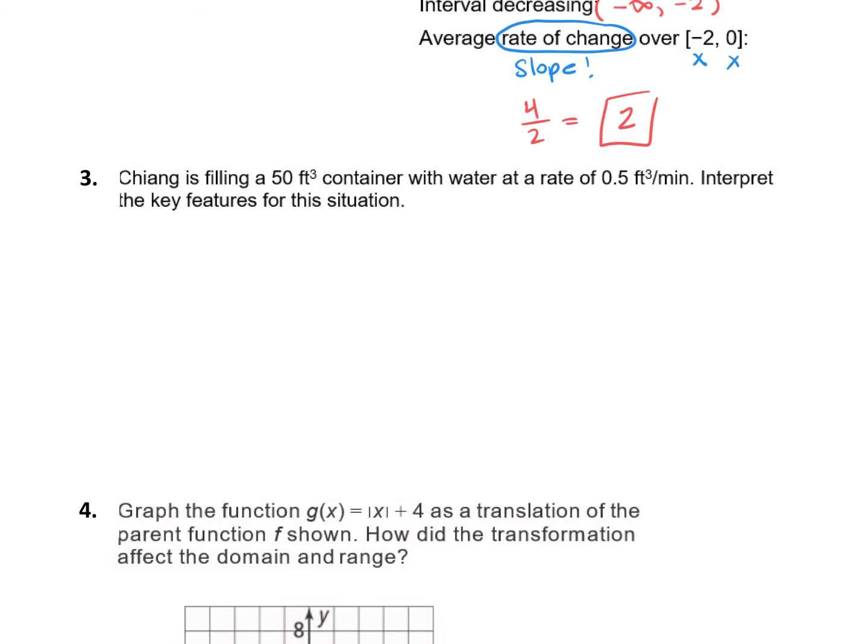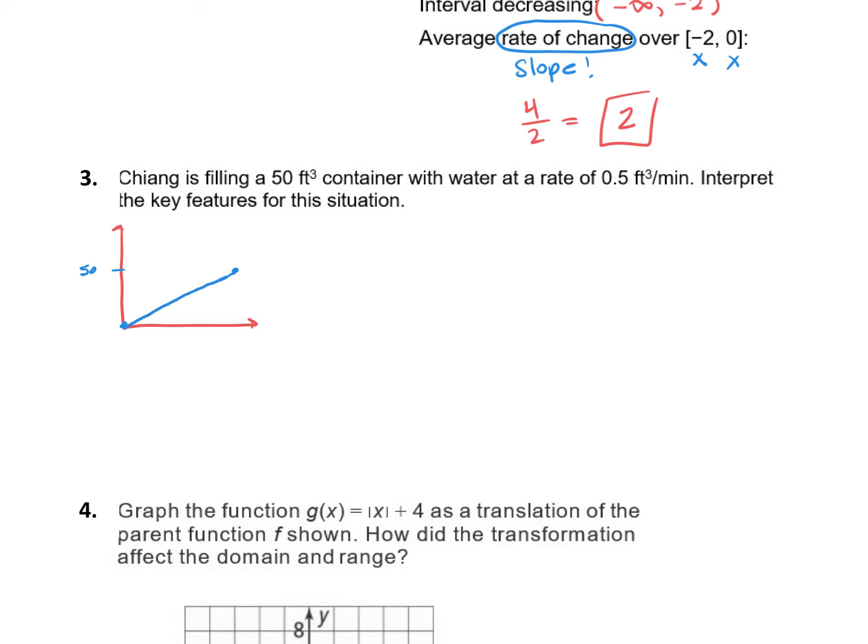So if we think about what's happening, our visual would be Ching is filling a 50-foot cube container with water. So at the start of our time, we don't have any water in this container. So we're down here at 0. Ching is going to continually fill this up at a steady rate of 0.5 feet cubed per minute until we get it full. When it's full, that's at 50 cubic feet.